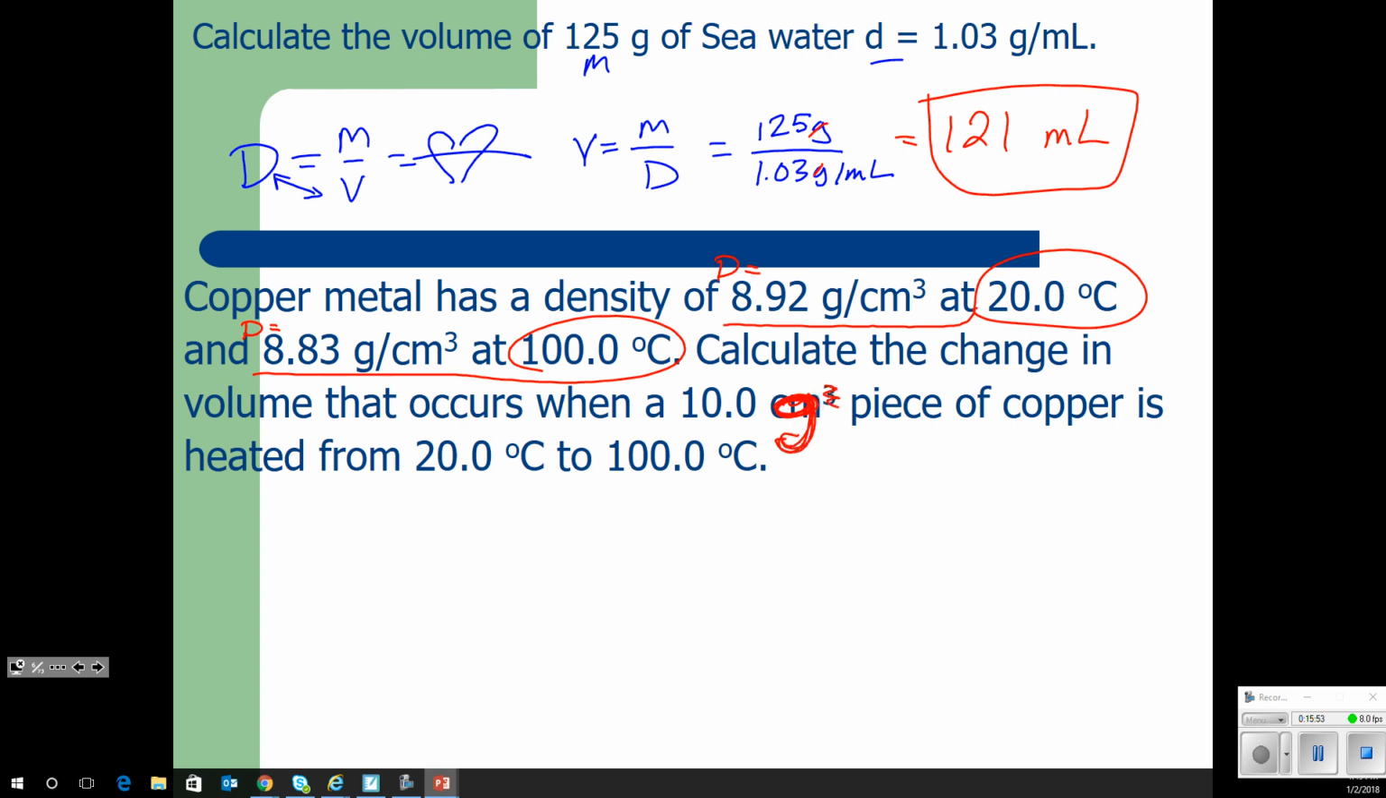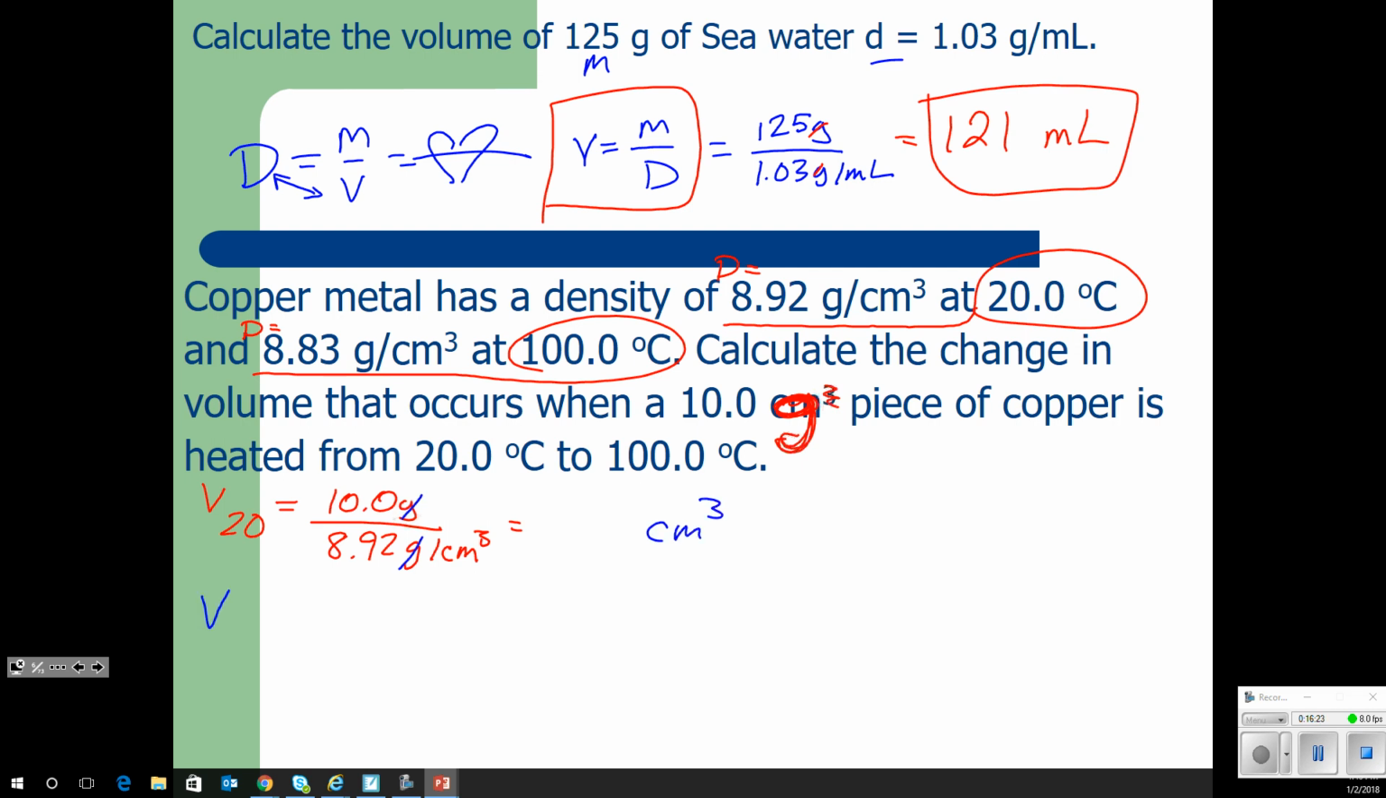So on this one, I'm going to find the volume at 20 degrees, and I'm going to find the volume at 100 degrees and see how it's different. I'm going to use that same equation right here, for 20 degrees. So I'm going to look for the volume at 20 degrees when I take 10.0 grams and divide it by 8.92 grams per centimeter cubed. Grams are going to go out, and I'll be left with centimeters cubed.